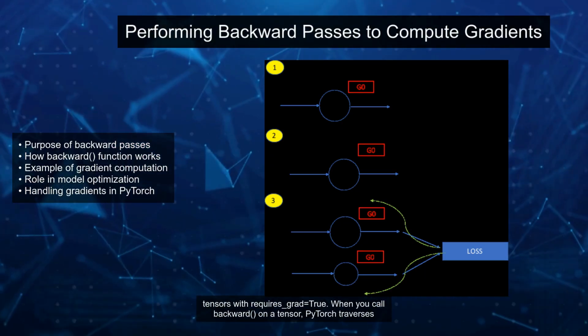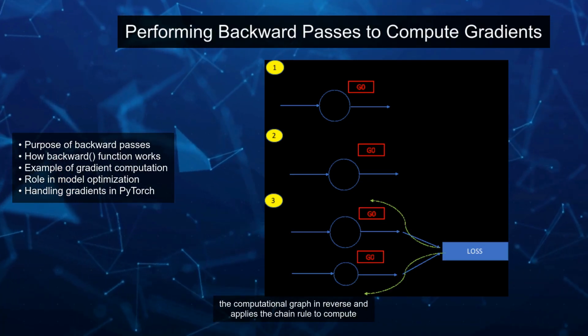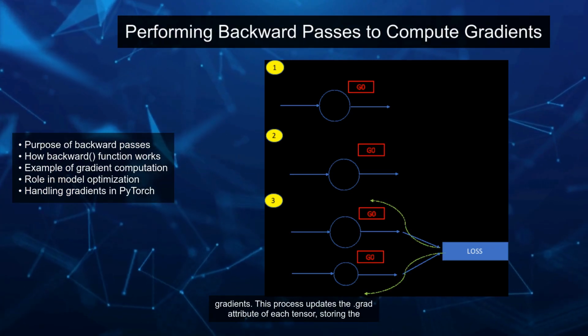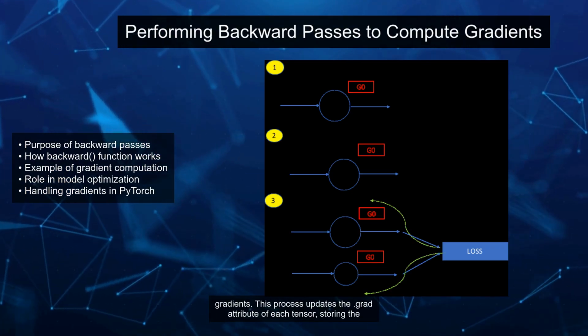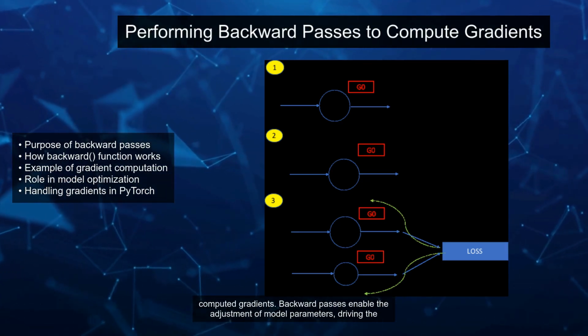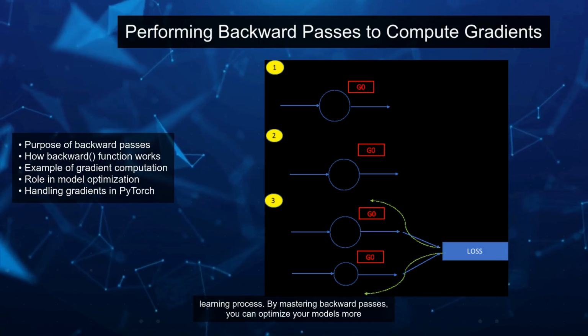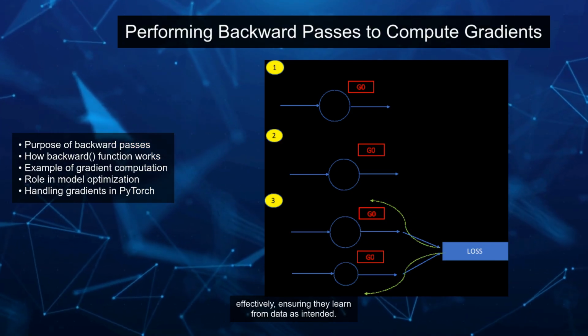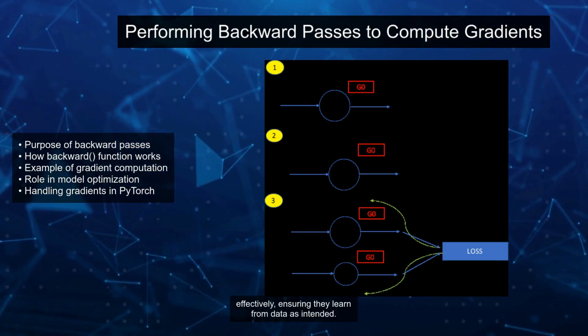When you call backward on a tensor, PyTorch traverses the computational graph in reverse and applies the chain rule to compute gradients. This process updates the grad attribute of each tensor, storing the computed gradients. Backward passes enable the adjustment of model parameters, driving the learning process. By mastering backward passes, you can optimize your models more effectively, ensuring they learn from data as intended.